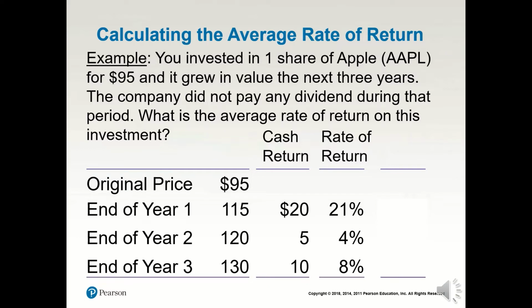Now that we've calculated an annual rate of return for each one of these years that we've owned this Apple stock, we can take an average. The average is simply calculated by taking all of these 3 years' rate of return and adding them up and dividing it by the number of years we've held this stock, which is 3. 21 plus 4 plus 8 is 33%. Divided by 3 years is 11% annual average.